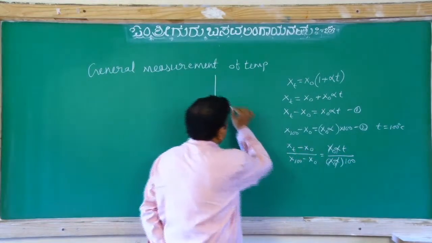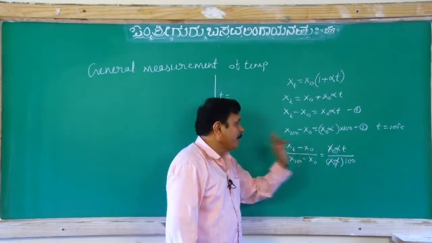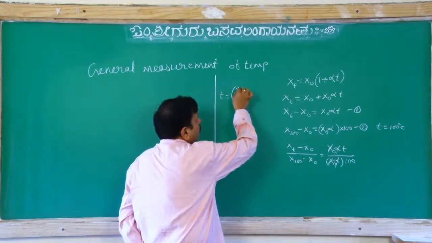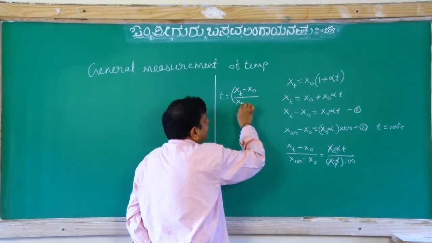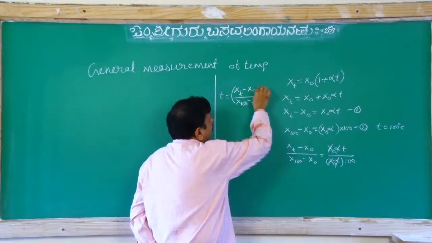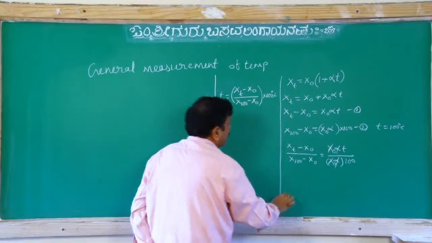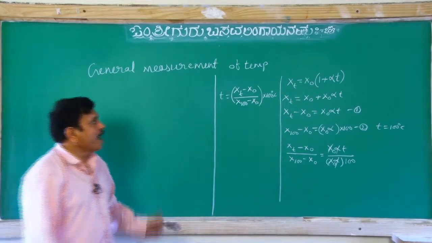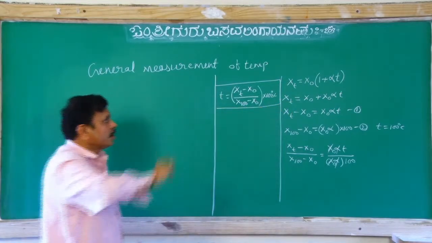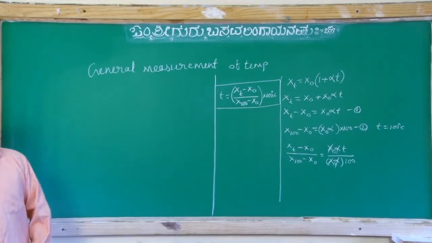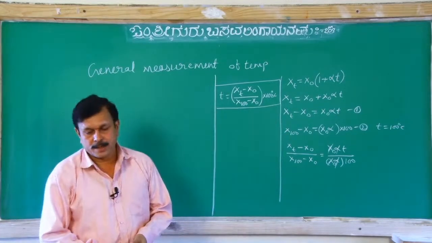We get t is equal to xt minus x0 divided by x100 minus x0, into 100 degrees Celsius. So, we will have this relation. This is when we are expressing the temperature in degrees Celsius.